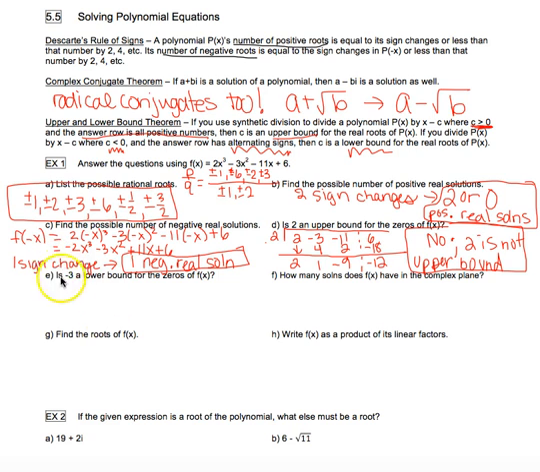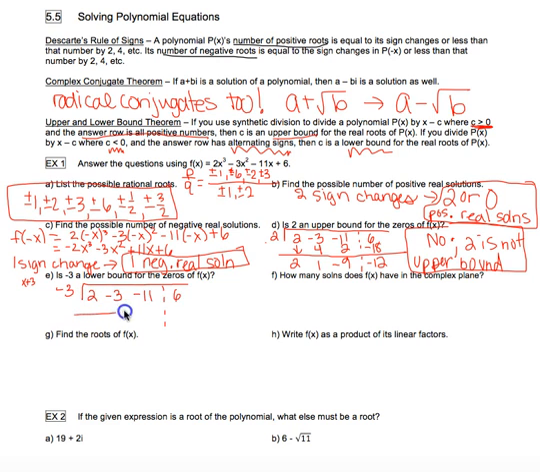All right, now is negative 3 a lower bound? So this is like dividing by x plus 3, remember, because we changed the signs there. So negative 3 goes in my outside and then copy my coefficients again.